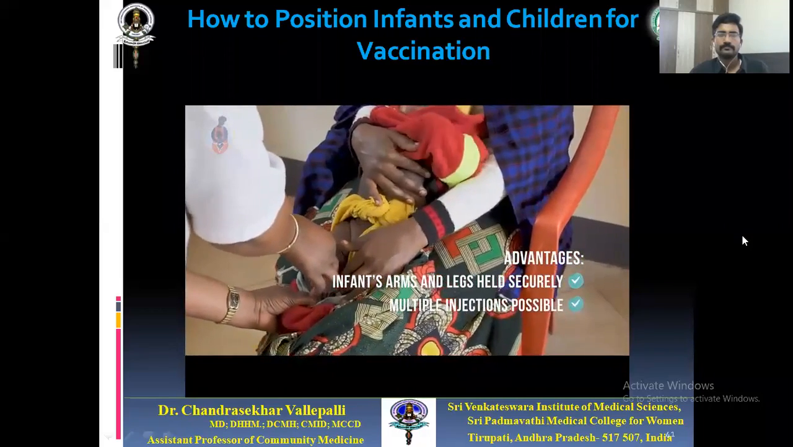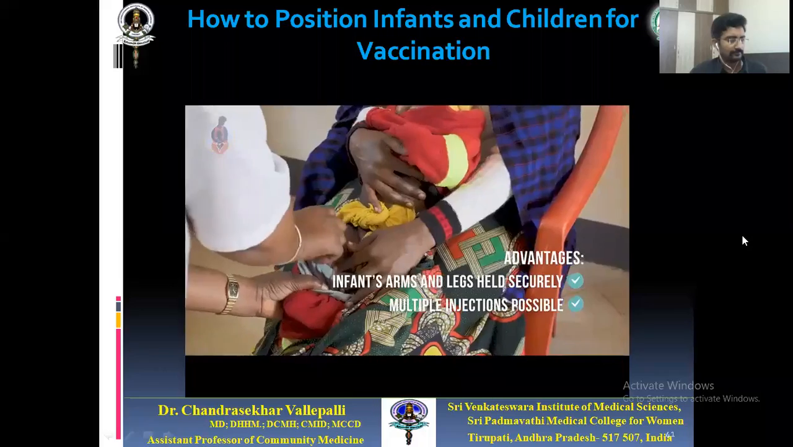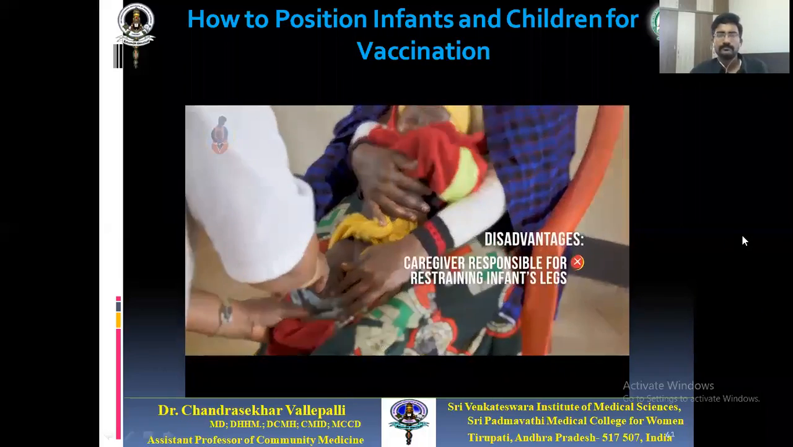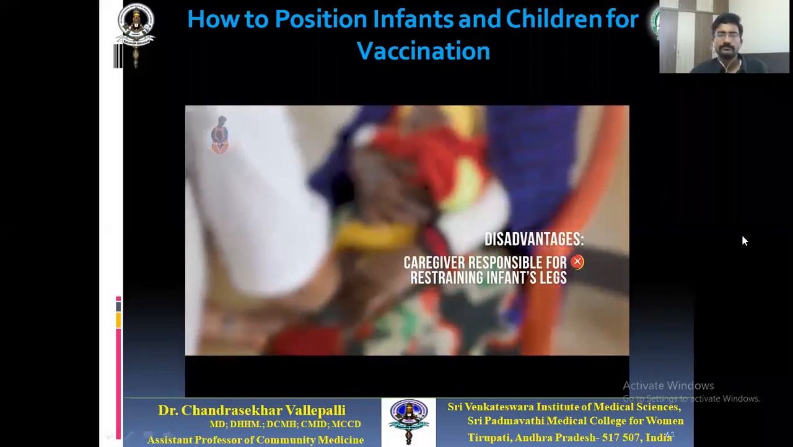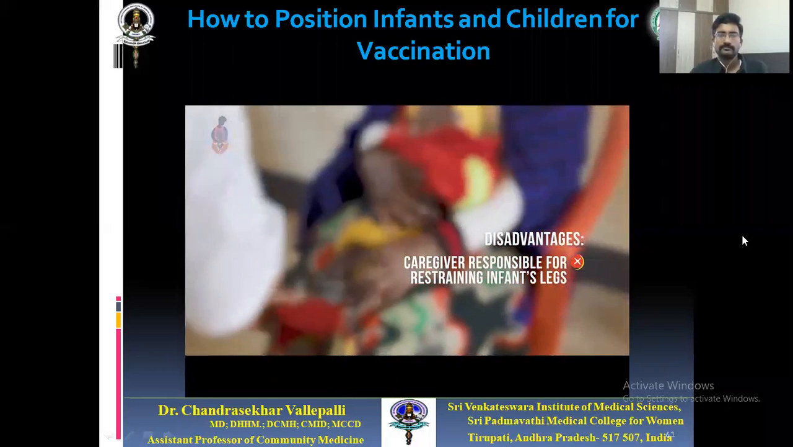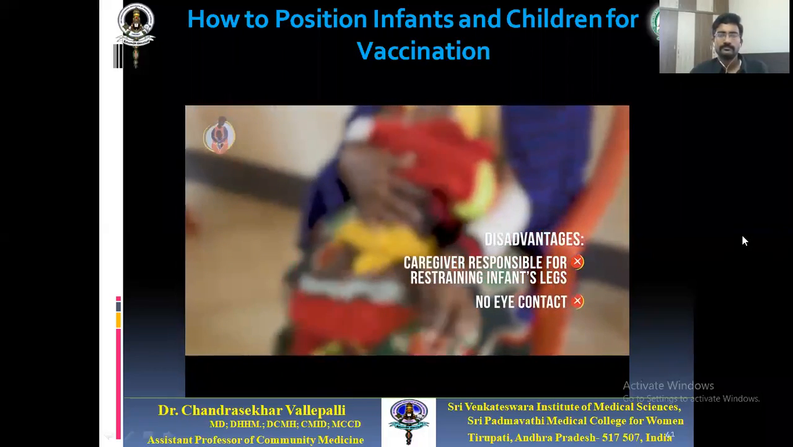One advantage of this position is that the infant's arms and legs are held securely by the caregiver. Another is that multiple injections are possible without changing positions. A disadvantage is that the caregiver is responsible for restraining the infant's legs, and the infant has no eye contact with the caregiver.